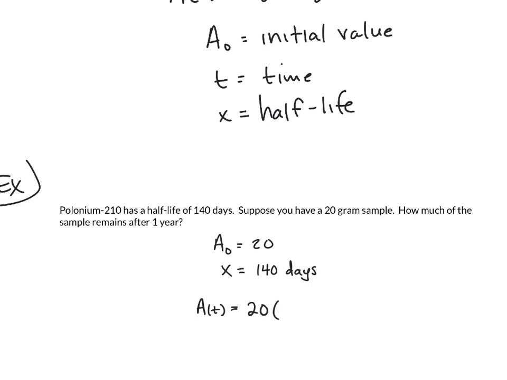when the initial count is 20, and then after 1 year, the value of time is 365 days. And remember, we have to use the same value of time. So if the half-life is 140 days, then we have to have a value of time that's in terms of days. So 1 year is 365 days. So then it would be 365 over 140 as our exponent.